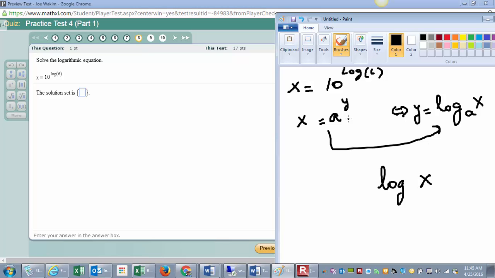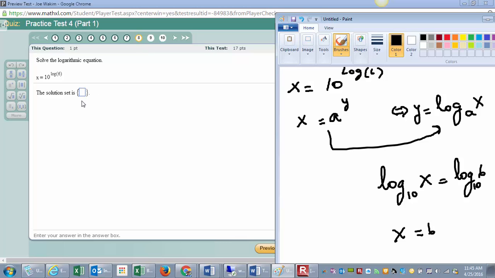Okay, now the base is 10, very good. And this is equal to y, and y is log 6 base 10. Perfect. So this is also base 10. So we have the same base 10, therefore x equals 6. So log of x equals log of 6, therefore x equals 6.